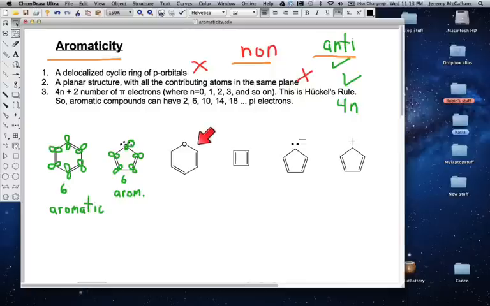Okay, looking at our next structure, let's go through this exercise again. So I'm just going to look at my p orbitals. Again, we need to draw in our lone pairs, so let's do that. The oxygen has two lone pairs, okay? And let's look at our p orbitals. We have a p orbital here and here for the alkene, here and here for the alkene.